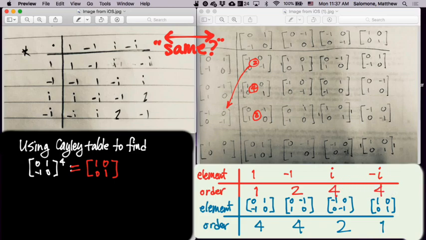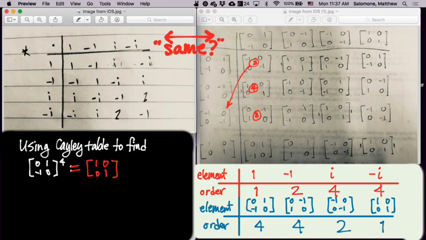Okay. So what do you notice about the orders of the elements in these two groups? Both groups have the same set of orders, if you like, right? They have a single element of order 2, a single element of order 1, and each have a pair of elements of order 4.